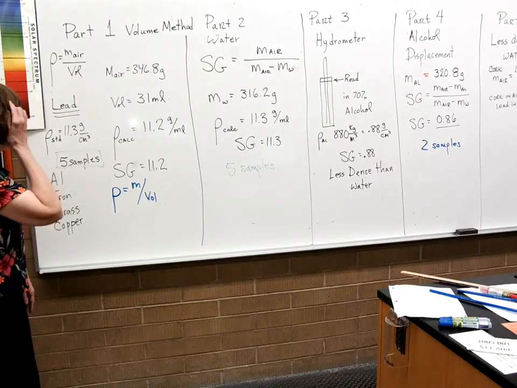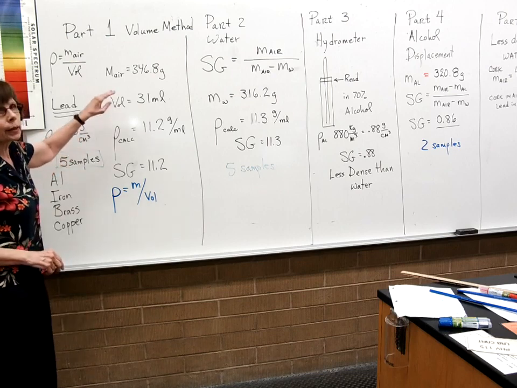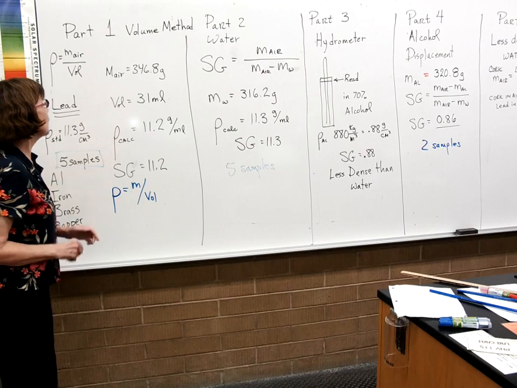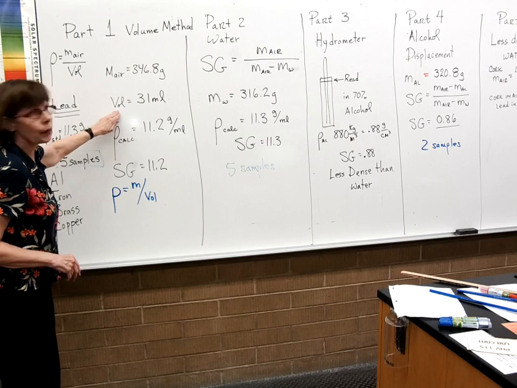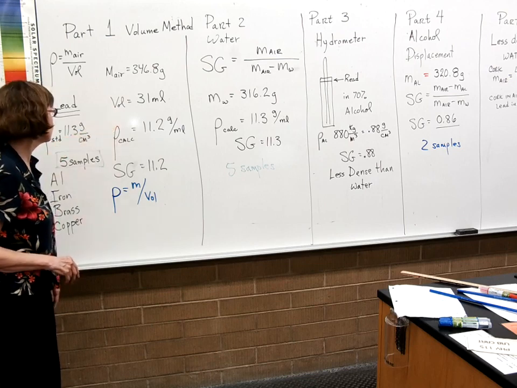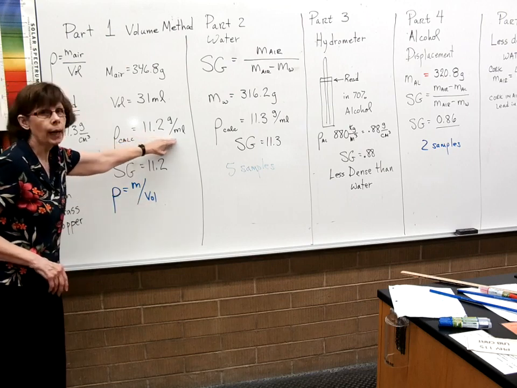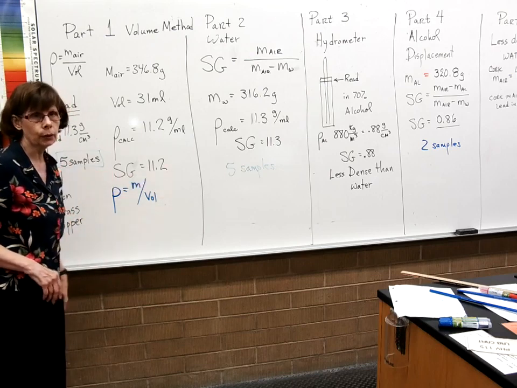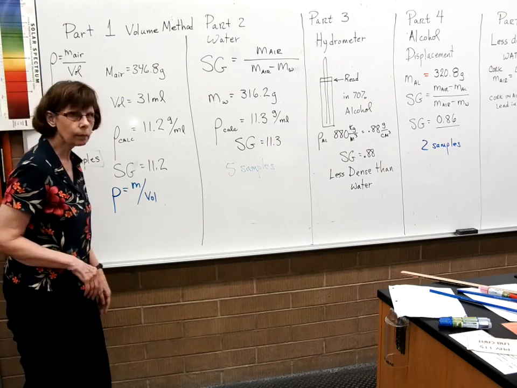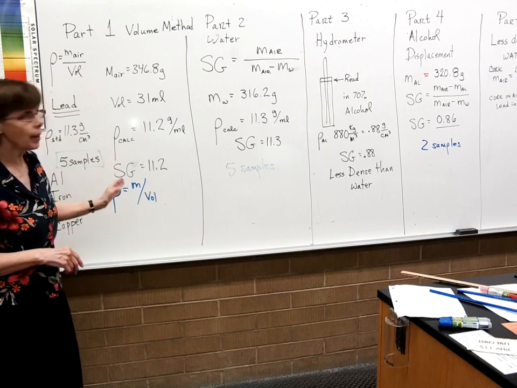The standard density of lead is 11.3 grams per cubic centimeter. So when I massed it in air on the scale, I got 346 grams. By water displacement, I got 31 mLs. By dividing the mass by the volume, I got 11.2 grams per ml, and the specific gravity then was 11.2. Okay, so you would then proceed to do all the other samples by this method.